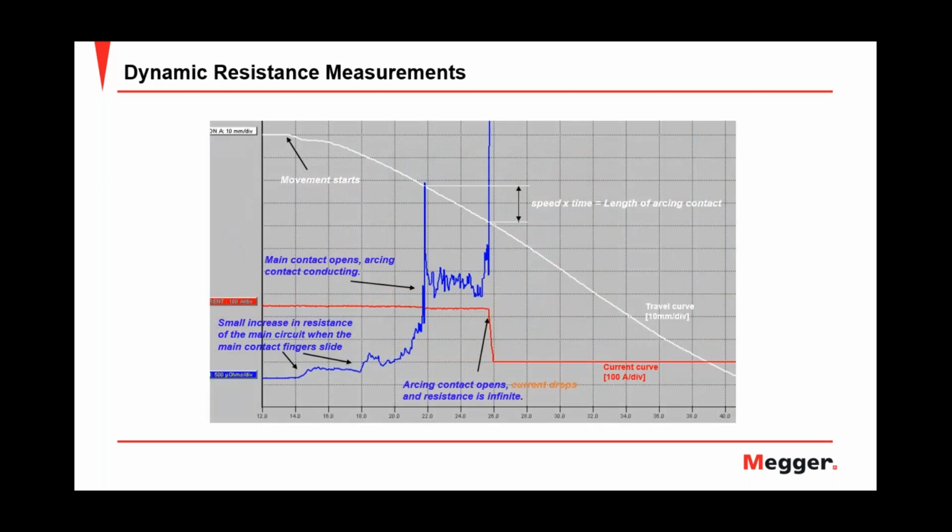How is this done? By, as I said, injecting current into the main contact during the operation, measuring voltage across the contact, and performing an analysis at the end of the operation. And we will see step by step what details are recorded and at what stage of the opening process.